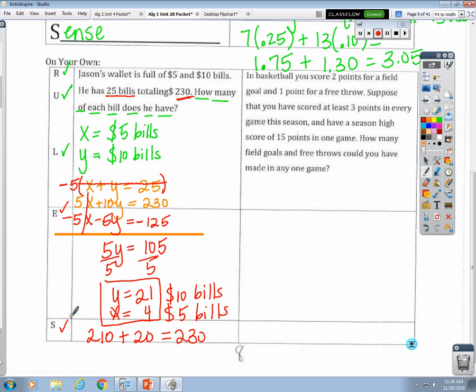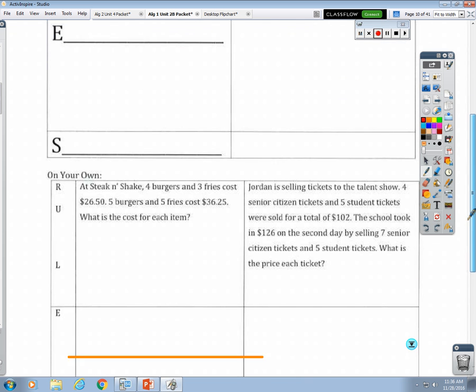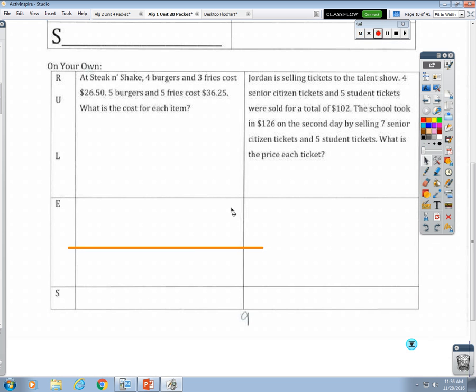It makes sense. Okay, we're not doing this one because it doesn't work out, so flip to the next page. We're also not doing this one because it's a repeat of a problem we just did. So now let's go down to this one about Steak and Shake. Okay, at Steak and Shake, 4 burgers and 3 fries cost $26.50. 5 burgers and 5 fries cost $36.25. What is the cost for each item? Okay, we've read it. Underline the question. What are they asking us?